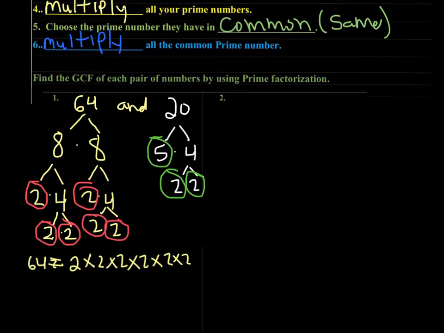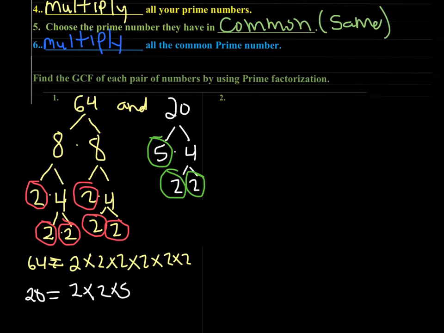So we know that we can write down 20 is equal to 5 times 2 times 2. But I'm going to write it in order from smallest to biggest so it's easier to see: 2 times 2 times 5. You can write it in any order, but this will make it a little bit easier.